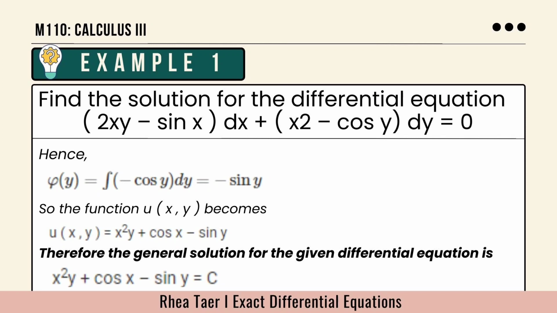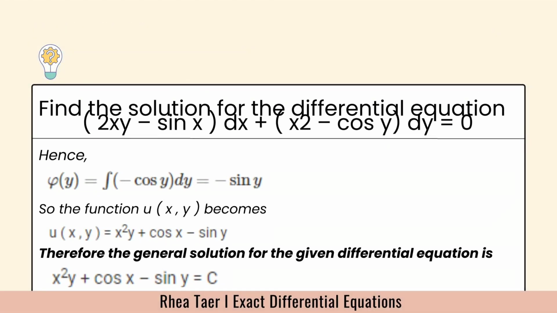So the function u(x,y) becomes x squared y plus cosine x minus sine y. Therefore, the general solution for the given differential equation, (2xy minus sine x) dx plus (x squared minus cosine y) dy equals 0, is x squared y plus cosine x minus sine y equals C, which is the general solution.